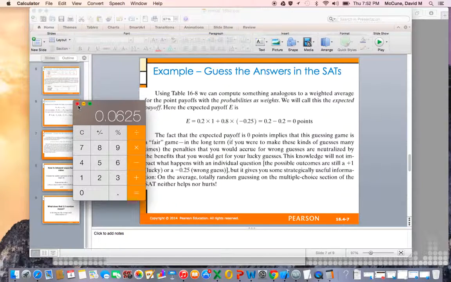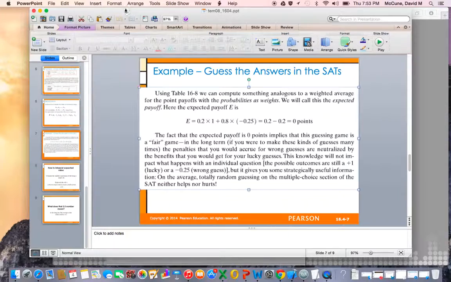So if you've ever taken an SAT prep course, sometimes they'll tell you that if you can eliminate one or more options, you should just go ahead and guess, because in the long run, that's a good strategy for you. Now, if this number were negative, that would be bad for you. You shouldn't guess, but in this case, we got something positive.